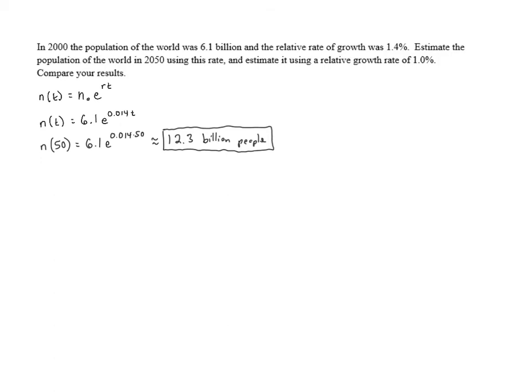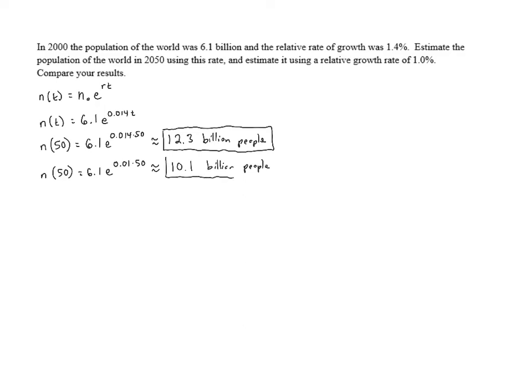We're also asked to estimate this using a relative growth rate of 1%. So in that case, everything would stay the same except the relative growth rate would become 0.01. And when we approximate this, we end up with approximately 10.1 billion people.